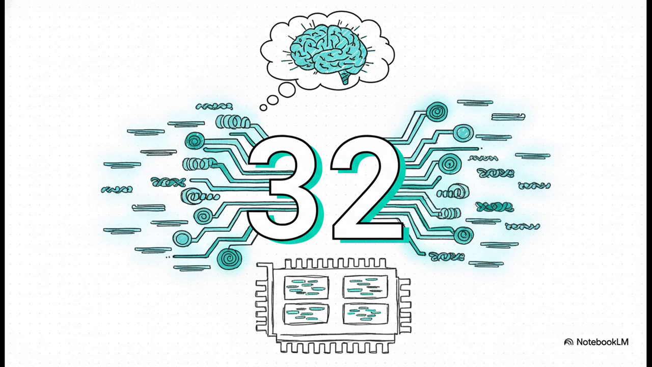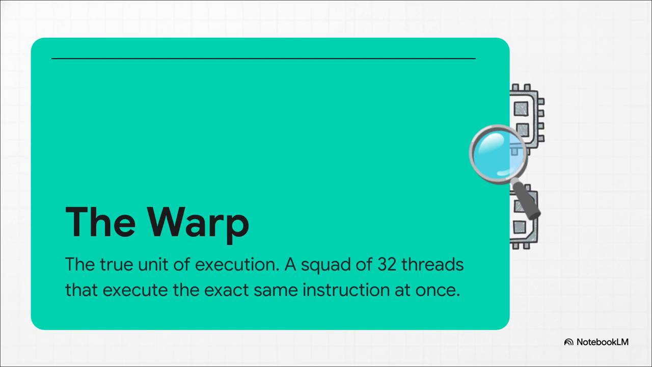On an NVIDIA GPU, threads don't run around by themselves. The hardware groups them together in squads of 32. And this group of 32 threads has a name. It's called a warp. So inside a block, threads 0 to 31 make up the first warp, 32 to 63 make up the second, and so on.